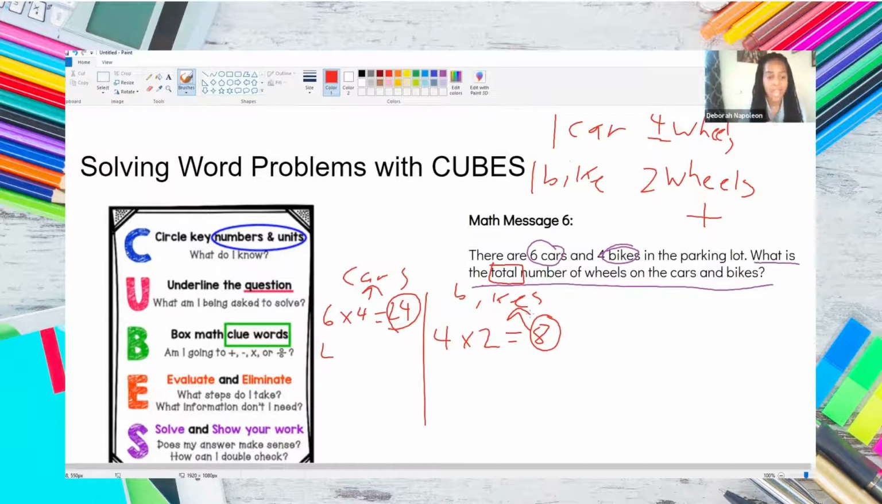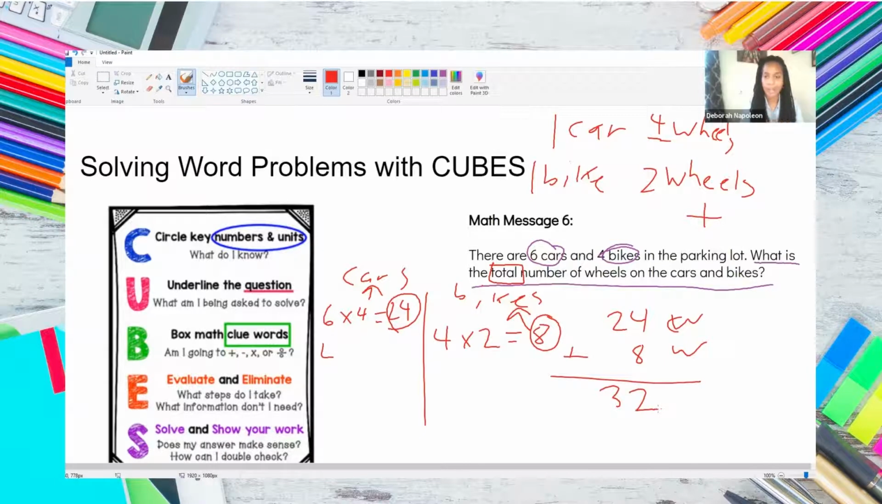All right, so now I need to figure out the number of wheels across both cars and bikes. So I need to simply add 24 wheels plus 8 wheels. And that's what the W stands for. 24 plus 8 equals 32. All right, so did I solve my problem? Does my answer make sense? To me, it makes sense.